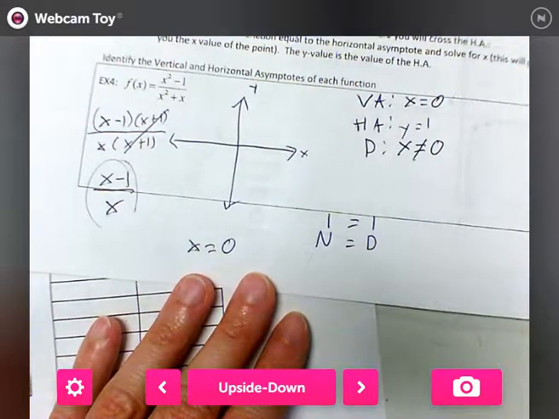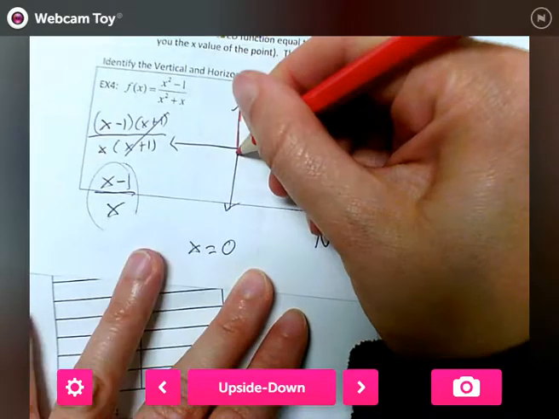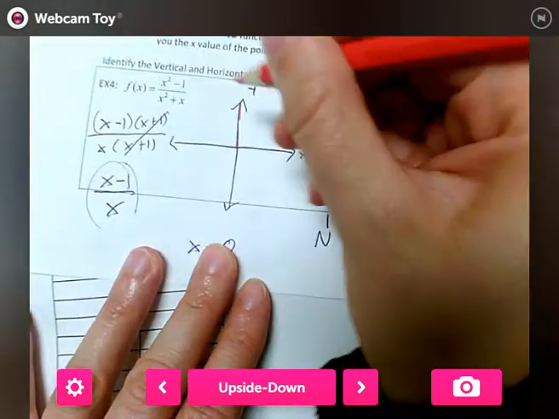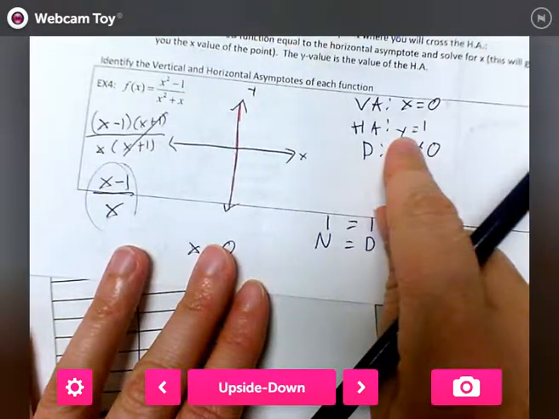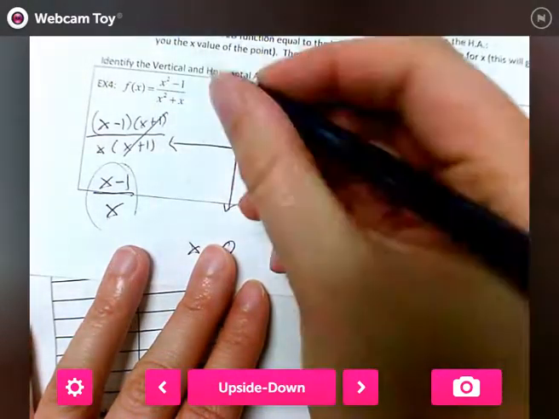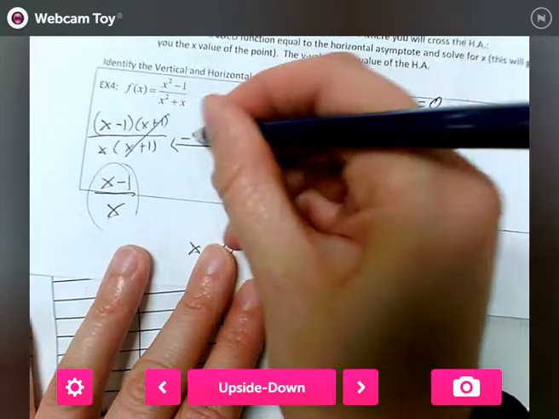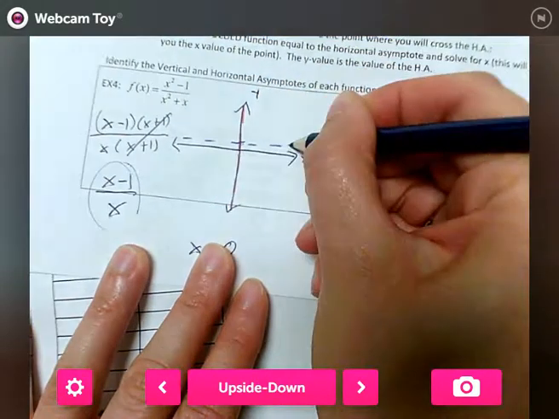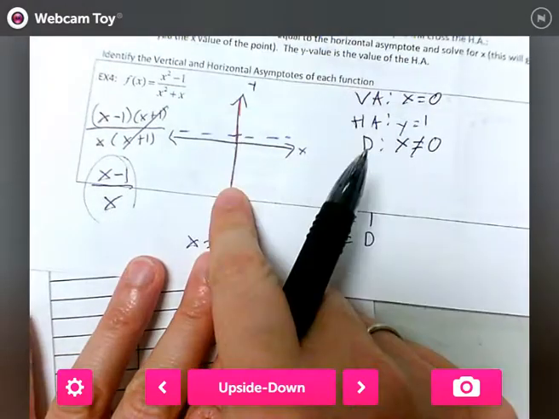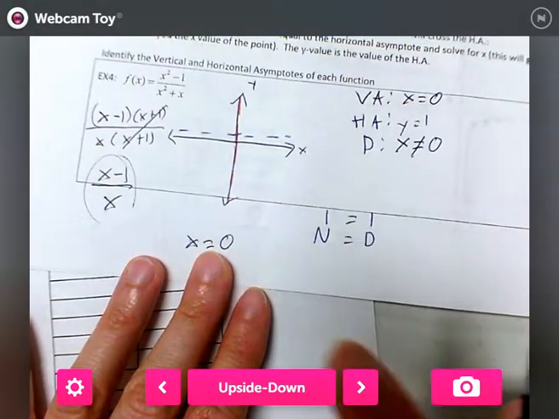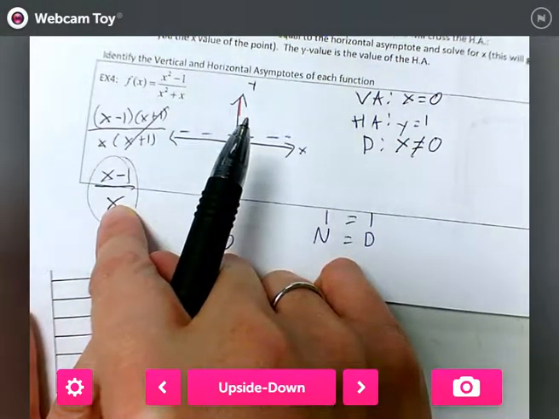That means if we were to sketch our vertical asymptote, it's right here at x equals 0. My horizontal asymptote is y equals 1. So if I were to put up a 1, there's my vertical asymptote. Okay? X cannot equal 0, so we're not going to cover that. And we've got x minus 1 over x.